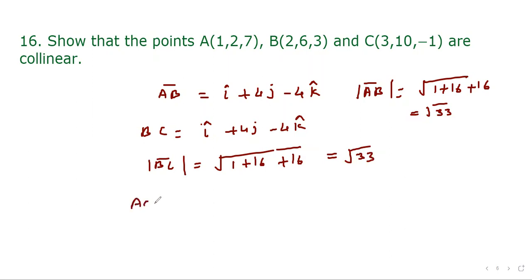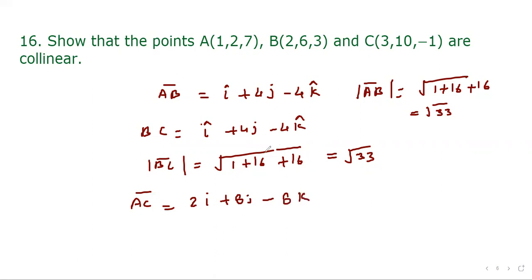Now we find AC. So let's write the vector first. Vector AC will be equal to C minus A. So that will be 3i minus i, that is 2i, and then 10 minus 2, 8j, and then minus 8k.